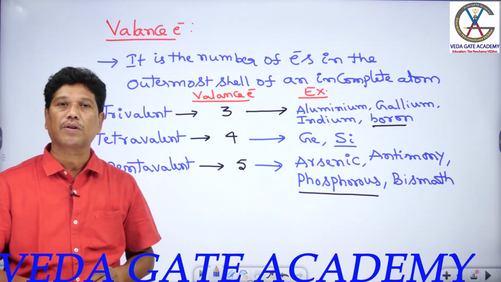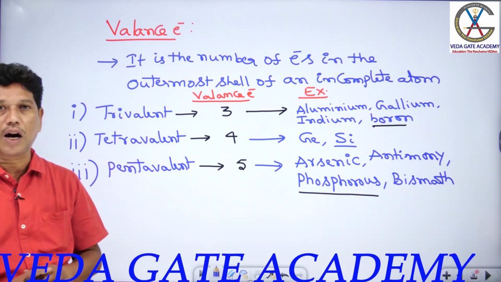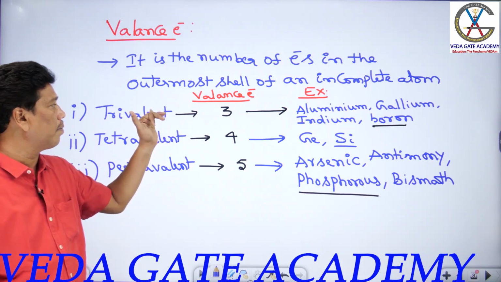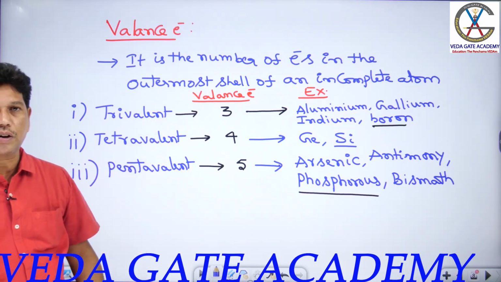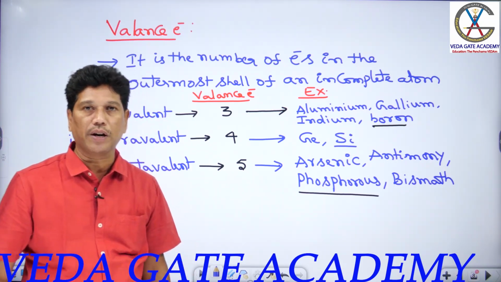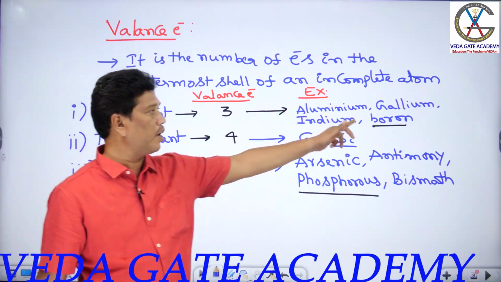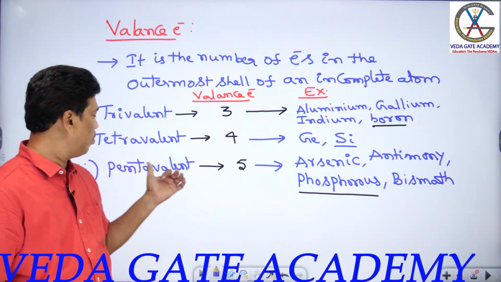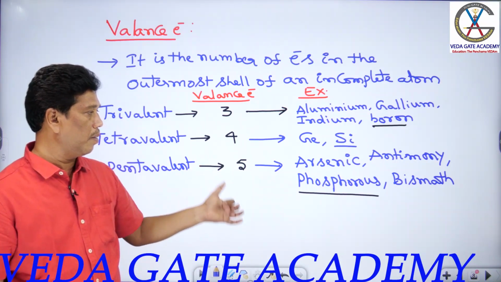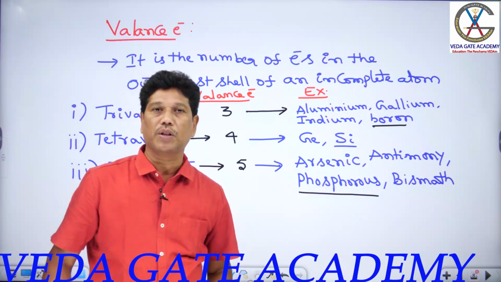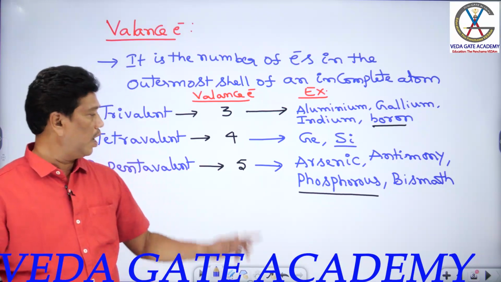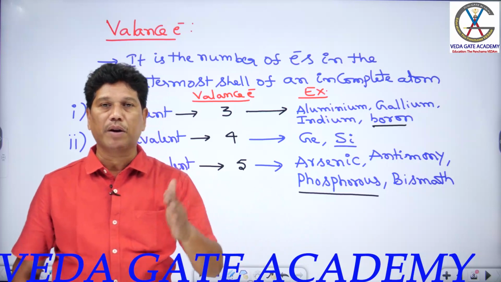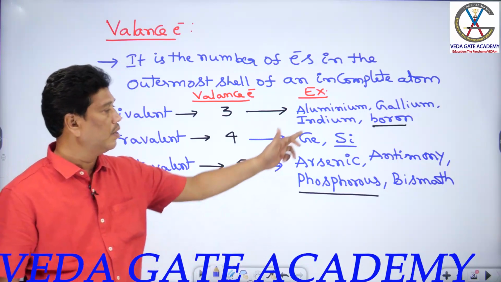Valence electrons are the electrons in the outermost shell of an incomplete atom, I told, right? So based on the number of valence electrons, you discuss mainly three: trivalent, tetravalent and pentavalent. The most popular trivalent impurity is boron, considered in p-type fabrication. The most commonly considered pentavalent impurity is phosphorus, which is used in n-type fabrication. And tetravalent impurities are germanium and silicon. If I compare germanium and silicon, the commonly preferred one is silicon.